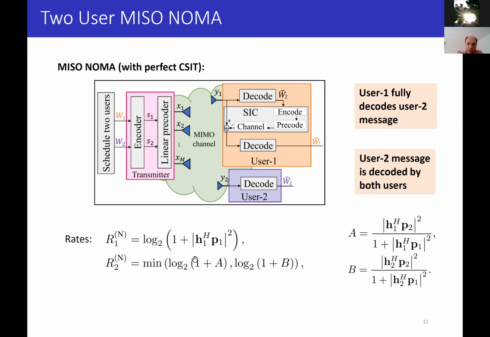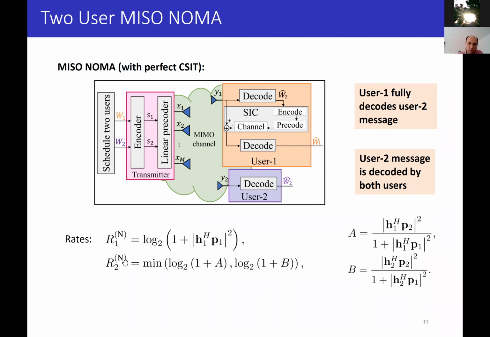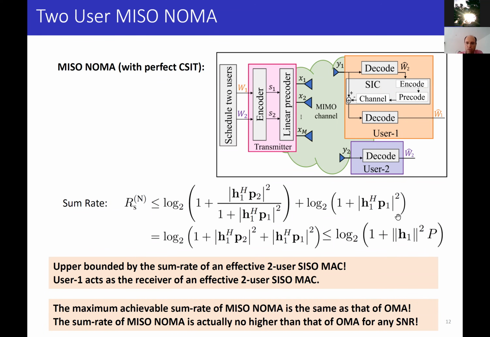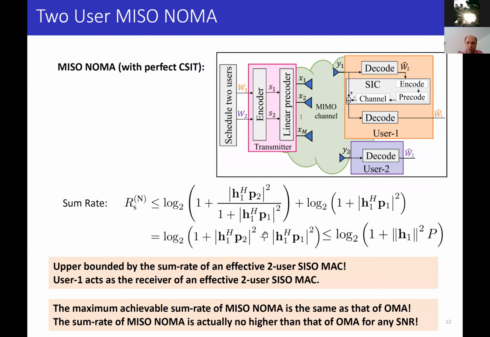Right, so let's take that and calculate the sum rate of that system. The sum rate is just the sum of those 2 rates. And because I have a minimum, I can take any term in that minimum. Any term would be larger than the minimum. And so I can always upper bound the sum rate by the sum of the term that comes from the rate of user 1 and one of those 2 terms, here it's actually 1 plus A. Right, so I can rearrange this, and what I end up with is this.